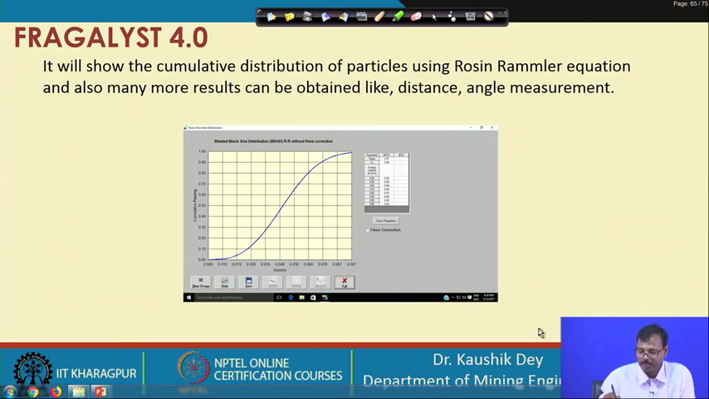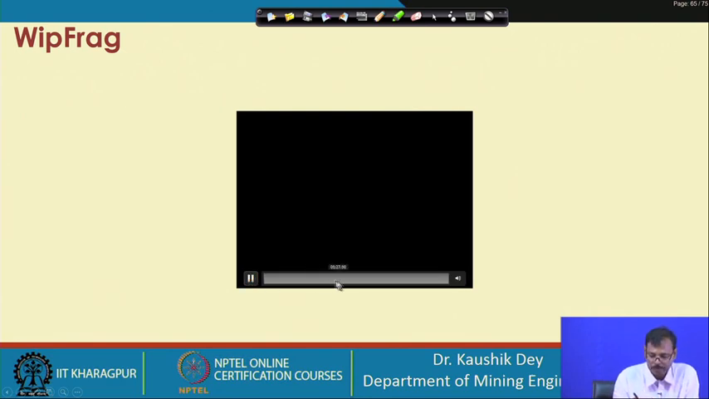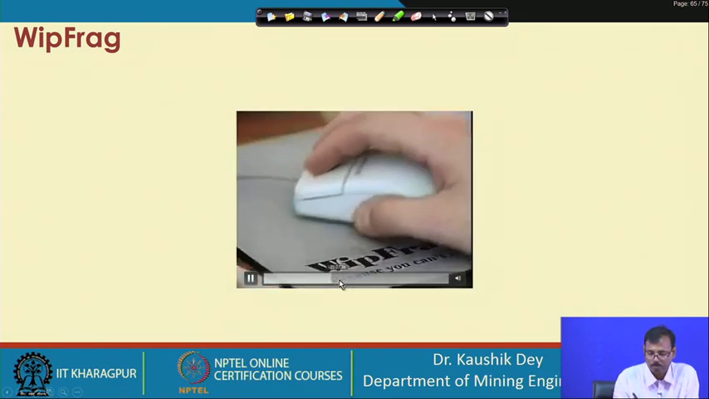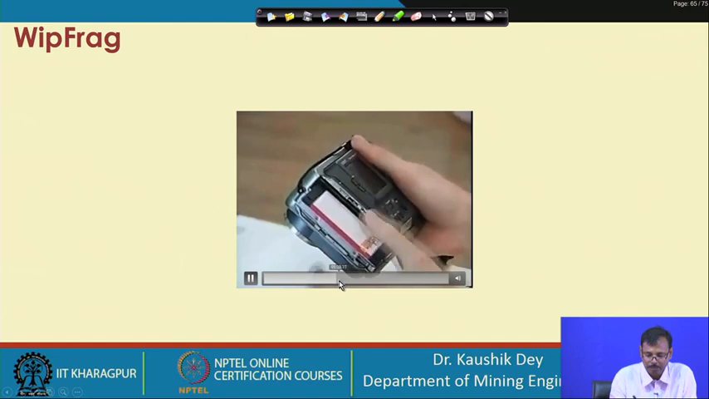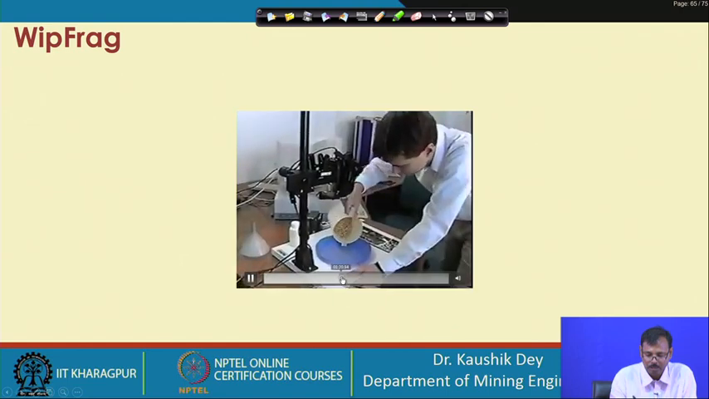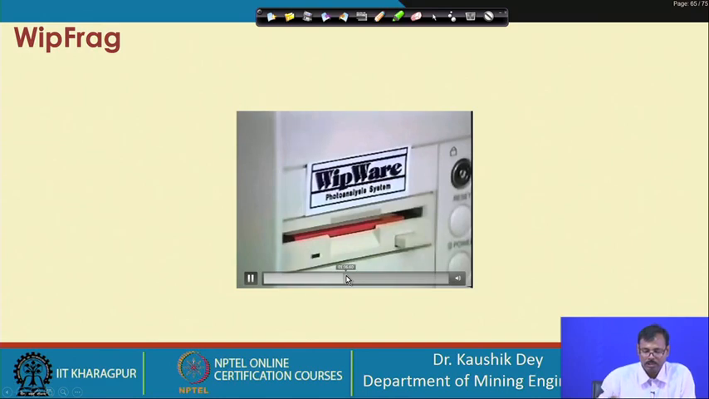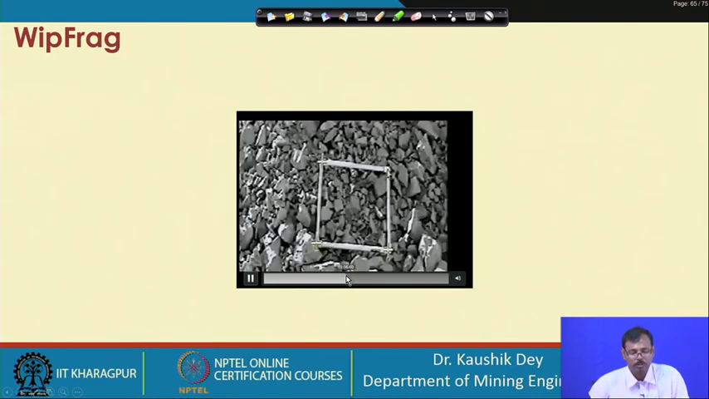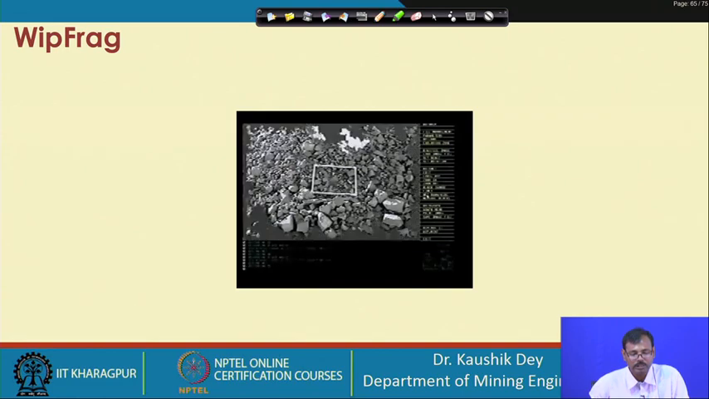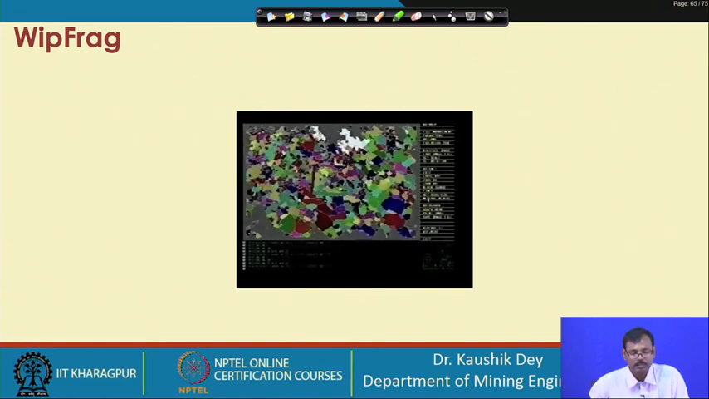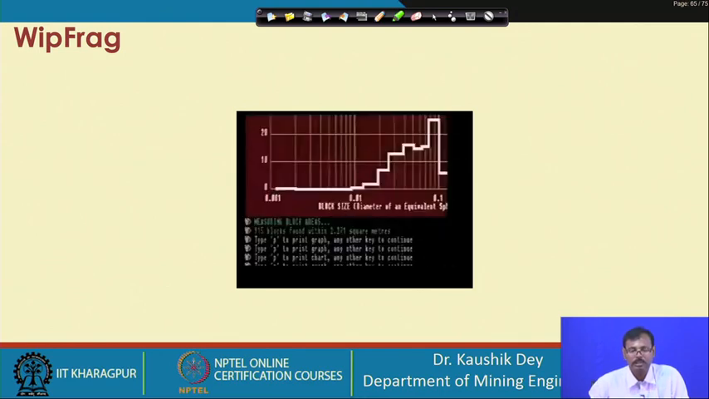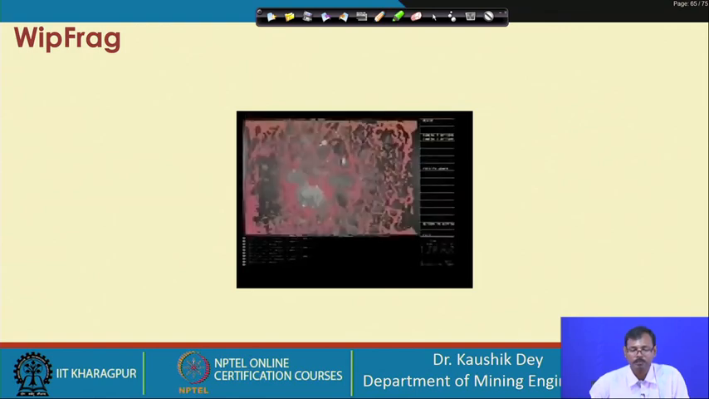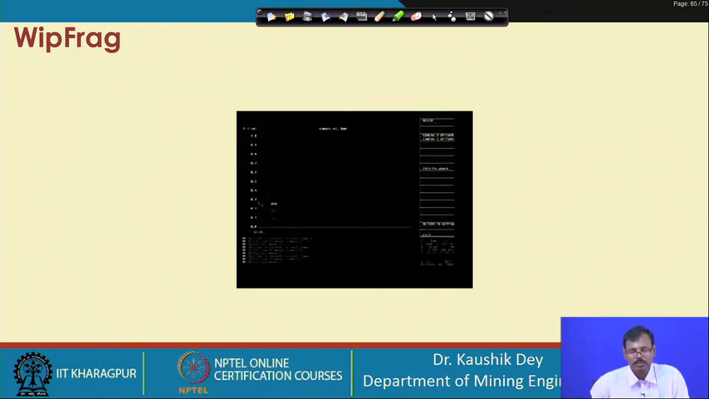The principle is the same for WipFrag also. Let us observe this video of WipFrag. You can see the photograph is taken in the mine. Then the photograph is loaded and the fragmented rock picture is there. This is the scale, so the scale is selected. Now, the edge detection is carried out automatically by the software, and then the fragment size distribution curve is made. So, the basic principle is more or less similar.